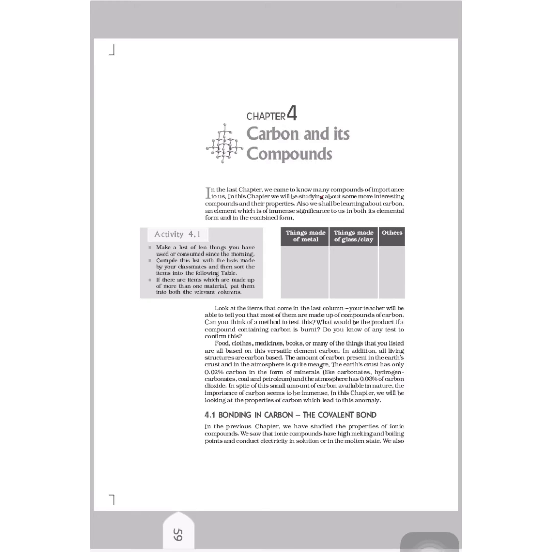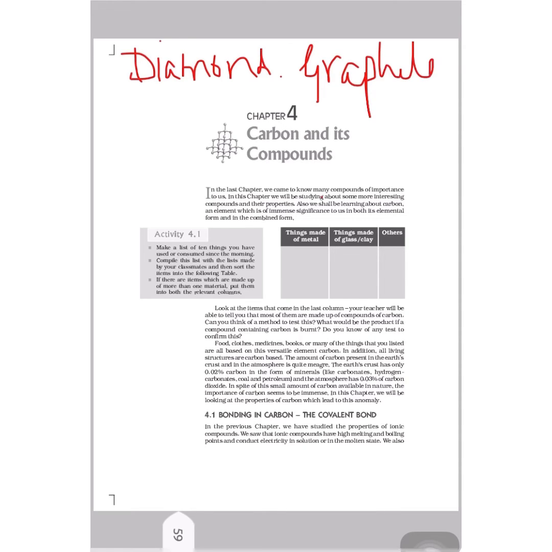Giving a very simple example, just like diamond we have, then we have graphite, जो आपके पेंसिल की लेड्स हैं, और बैटरीज जो होती हैं. Then we have coal which we use for burning. It is all made up of what? It is made up of carbon.